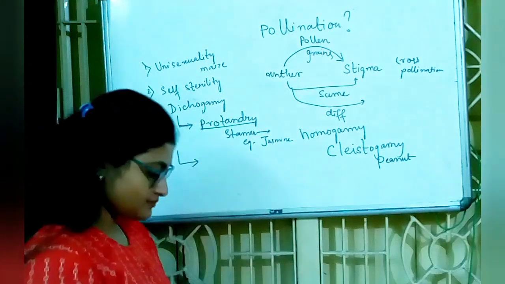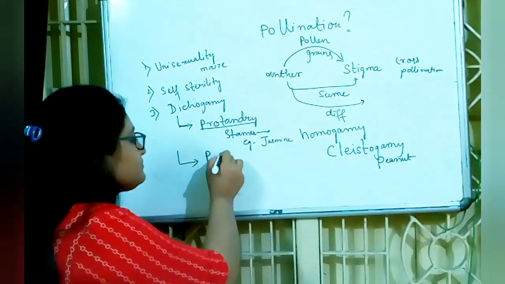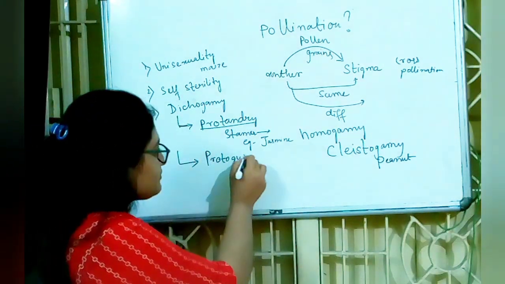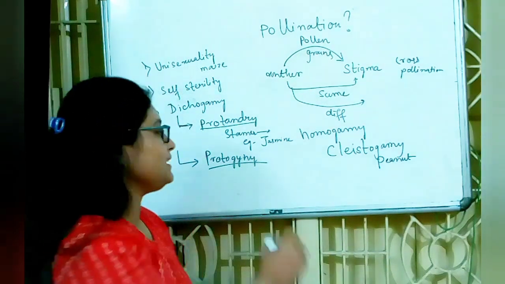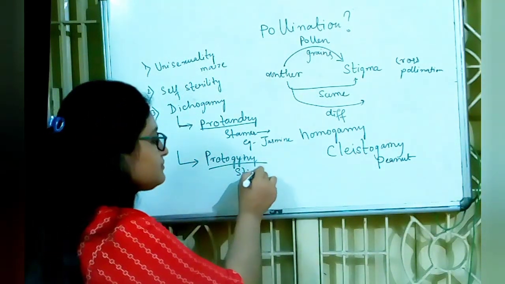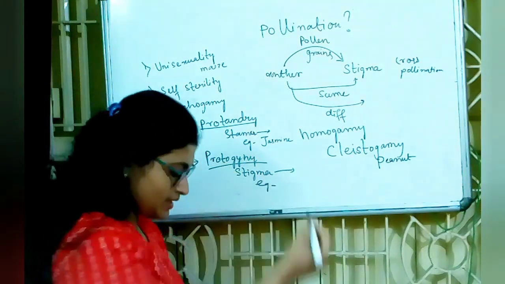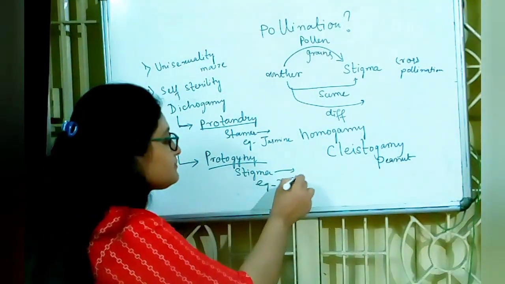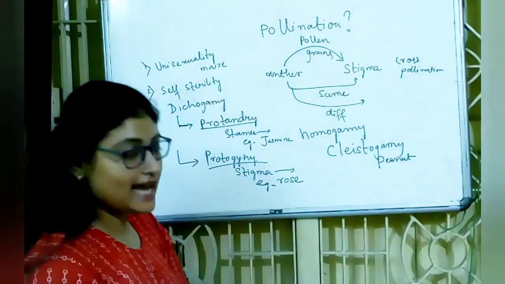Next is protogyny. Now what happens in protogyny? The stigma matures earlier. Stigma matures earlier. Which kind of flower? Rose. Okay. So unisexuality, self-sterility, dichogamy.